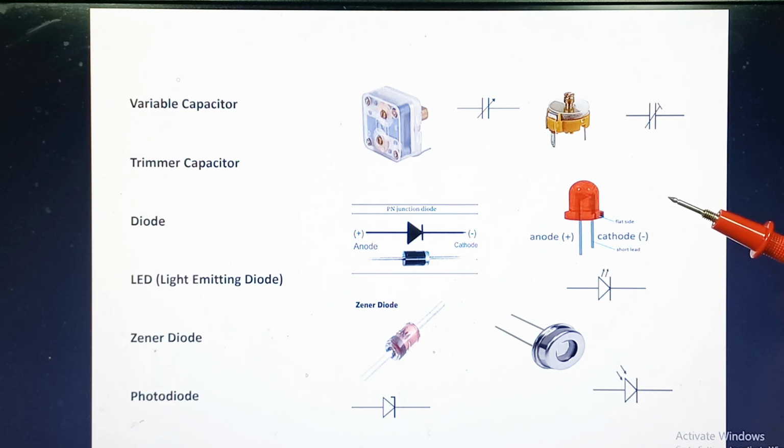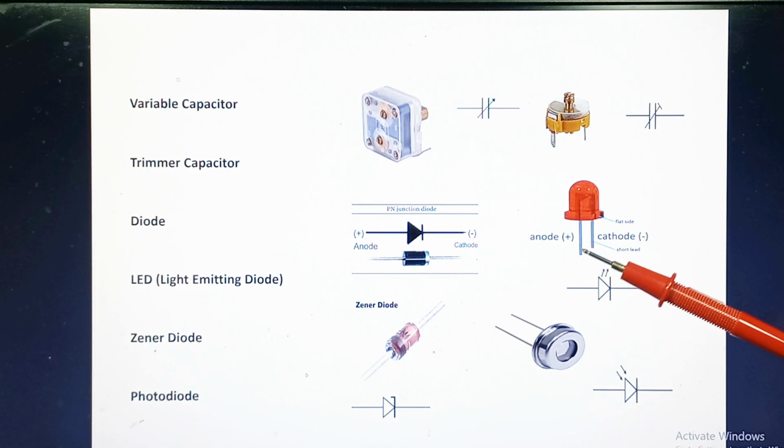Remember to connect the LED the correct way round. This means you will have to take care of the polarity of this LED, otherwise you will damage the LED.